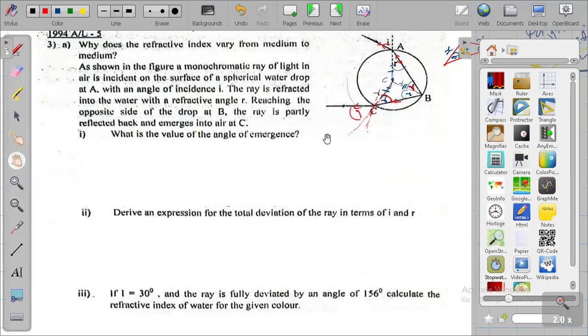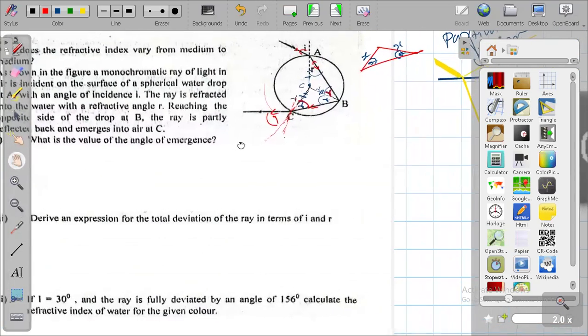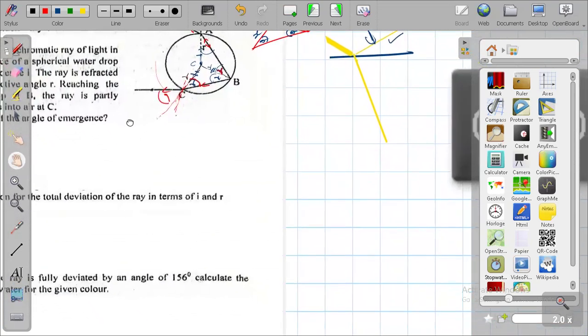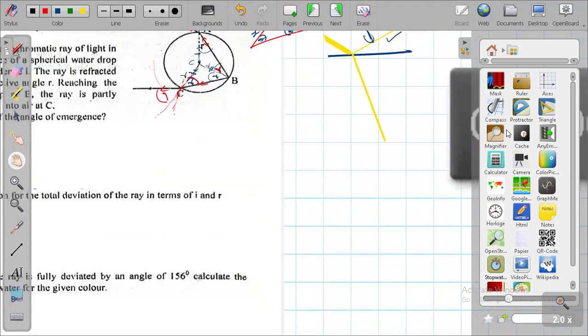Derive an expression for the total deviation of the ray in terms of I and R. You have to have a good level of mathematics to understand this. Not too much and not too little either.